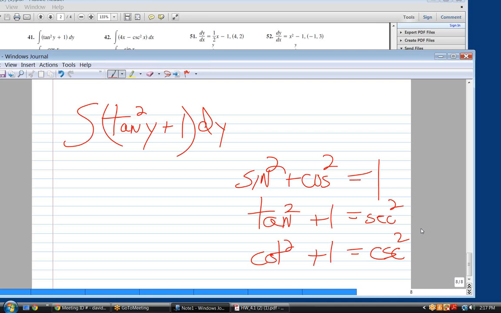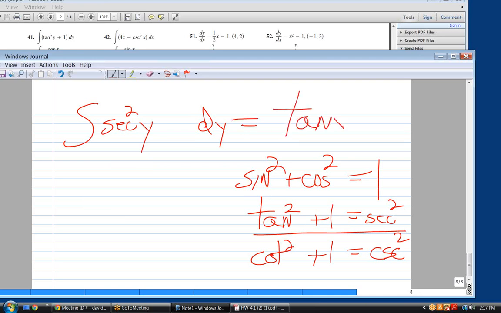So what can I substitute for tan squared plus 1? Secant squared minus 1? No. In other words, there's the identity. Well, tan squared plus 1 is equal to secant squared. Oh, yeah, secant squared. So I'm just going to put in secant squared of 1. And then it's just tangent. Okay.